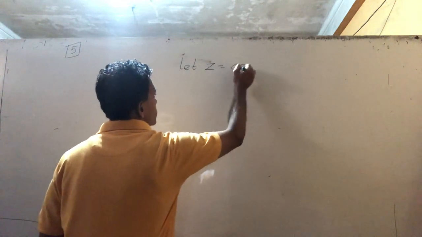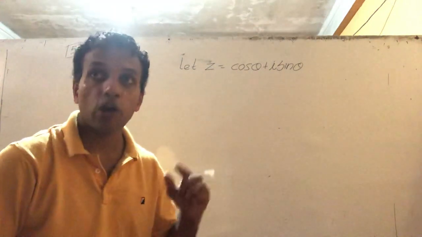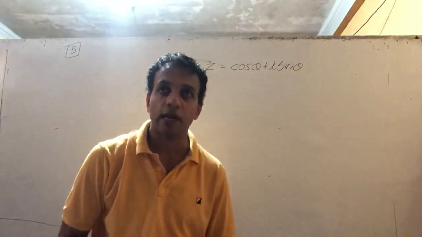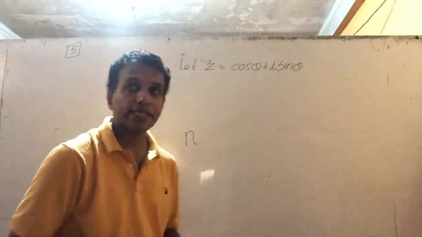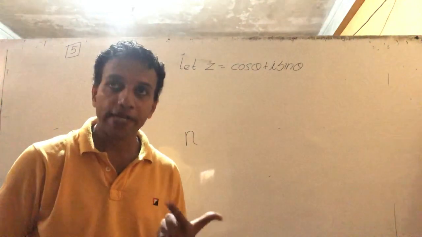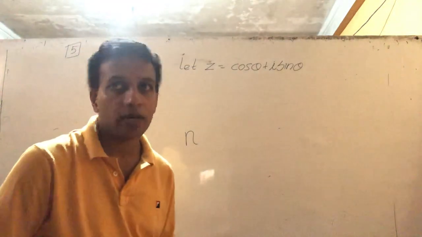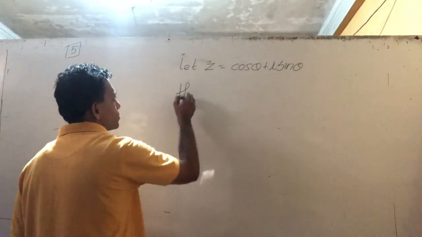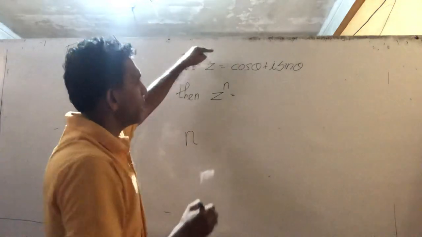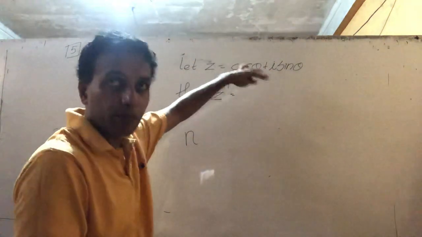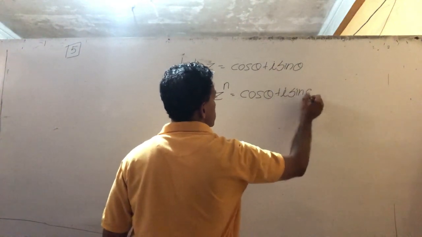Let z equal cos theta plus i sine theta. It's a complex number in polar form. And n is a positive integer or a negative integer or a rational number, then z to the power n. So what is power n? If you square it, both sides square it. If you cube it, you put power 3 on both sides. So z to the power n is cos theta plus i sine theta, to the power n.